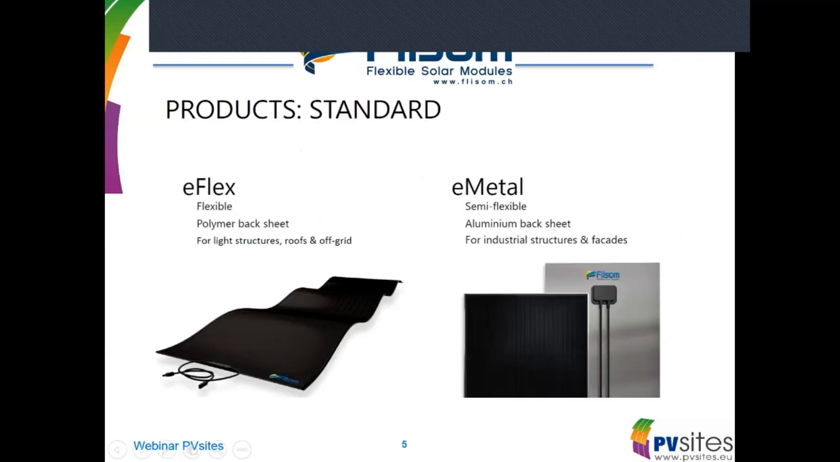So basically, we have two products that you can make out of it. Two standard products, it's a flex where we have all this polymeric backsheet. This is really rollable, or we can have it on a metal, give it some stiffness to have a very lightweight sheet that is self-supporting and can be used as part of the building.